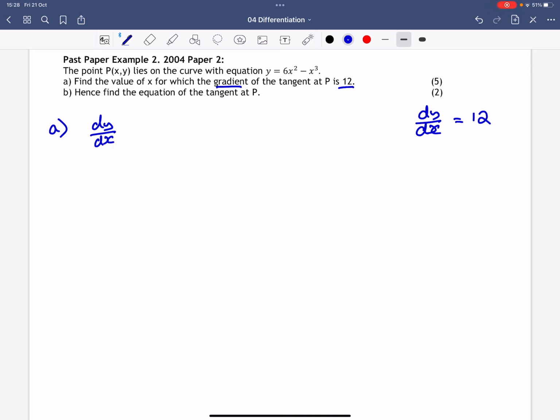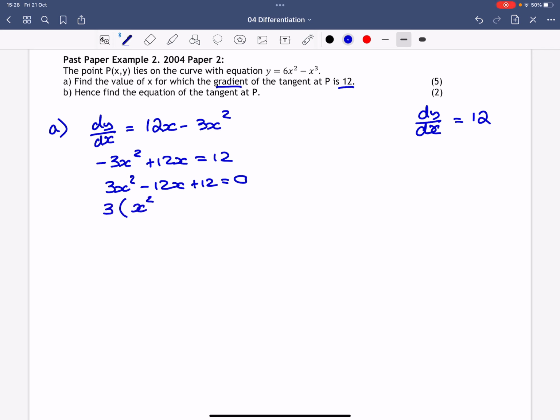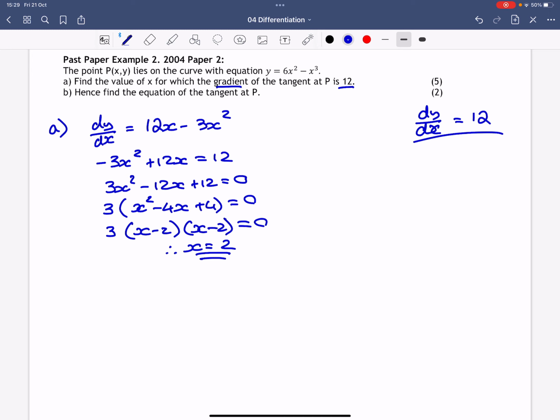So differentiate my equation. I'm going to get 12x minus 3x squared. So that will give me minus 3x squared plus 12x is equal to 12. Let's bring it all over to one side. So I get 3x squared minus 12x plus 12 is equal to 0. Factorise it. Common factor comes out first, so 3. x squared minus 4x plus 4 equals 0. Further factorise, so we get 3 bracket x minus 2, x minus 2 is equal to 0. So therefore, x has to be 2. That was only possible because I knew that if my gradient is 12, my dy by dx is 12.